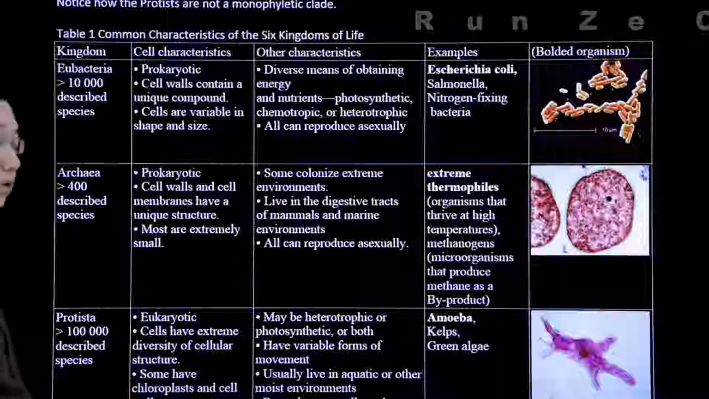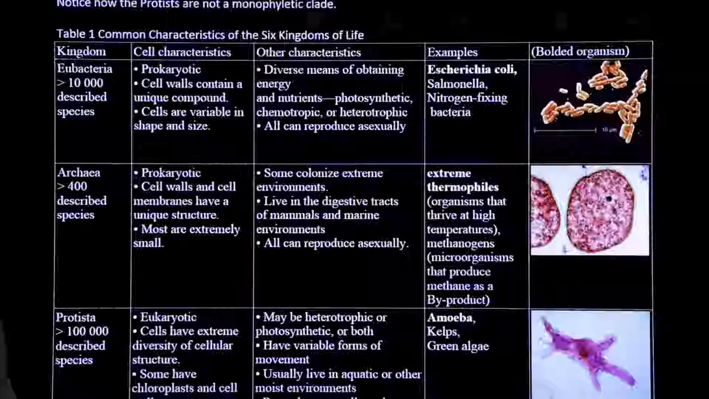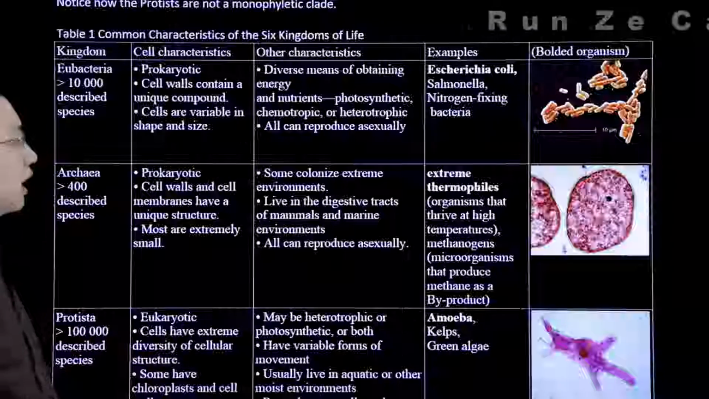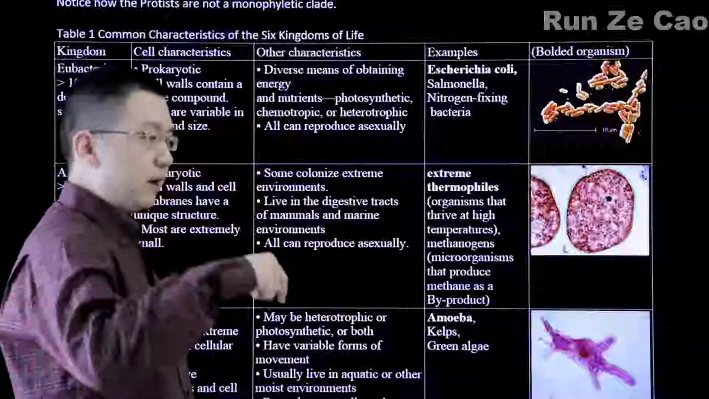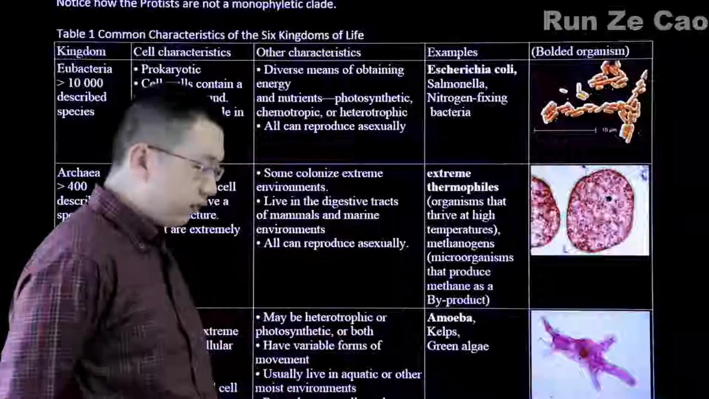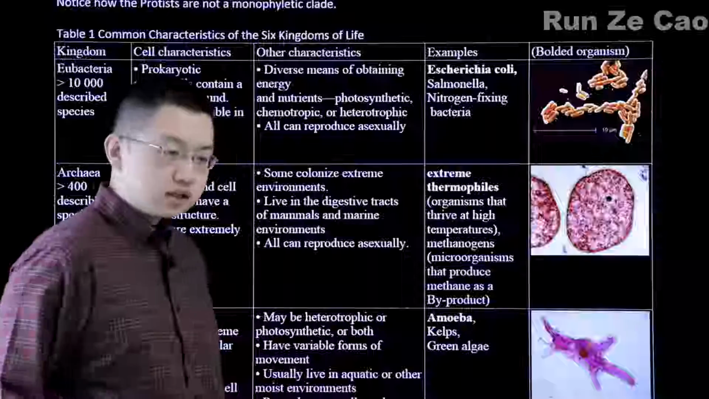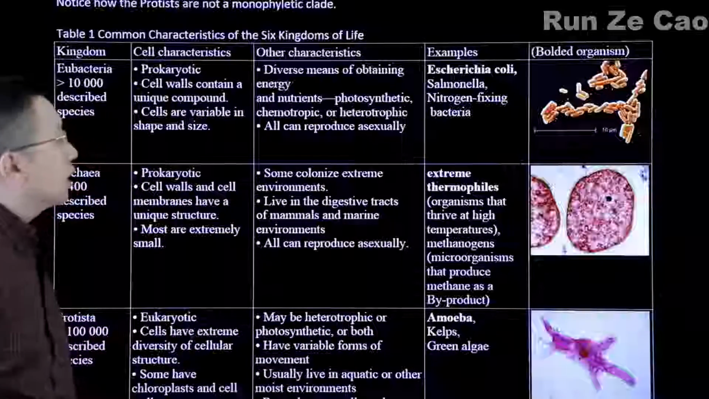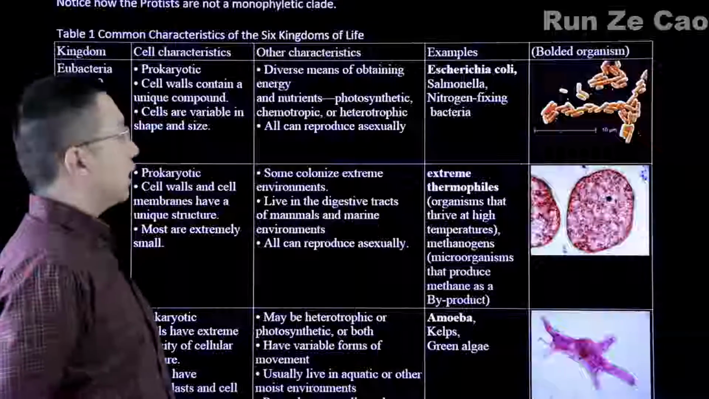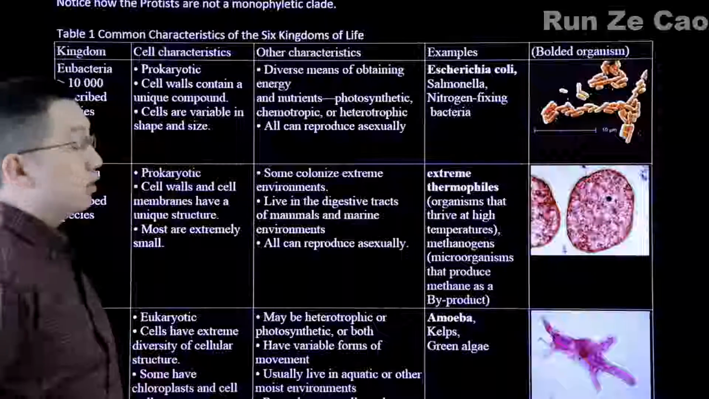Archaea generally don't. Now, cells are variable in shape and size. So they could be round, they could be rod-like, they could be comma-like, or a variety of different shapes, such as a corkscrew in shape. Now, in other characteristics, they have diverse means of obtaining energy and nutrients.